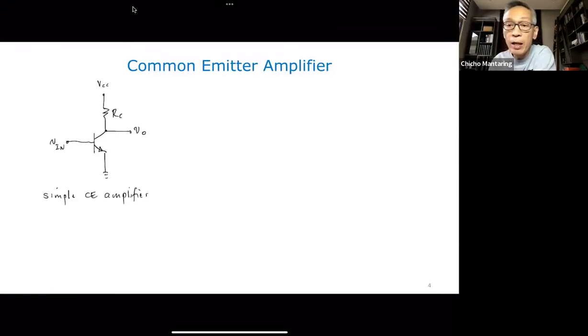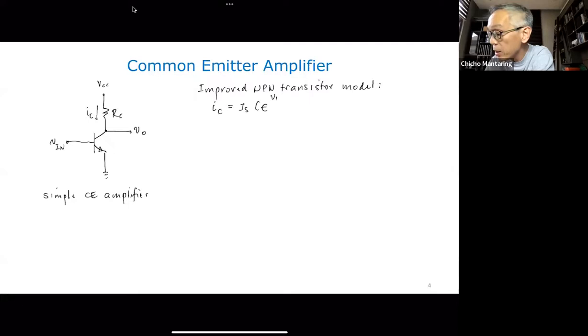Okay, you remember our improved NPN transistor model, where we said that I sub C is equal to I sub S e to the VBE over V sub T minus 1, multiplied by 1 plus VCE over V sub A.